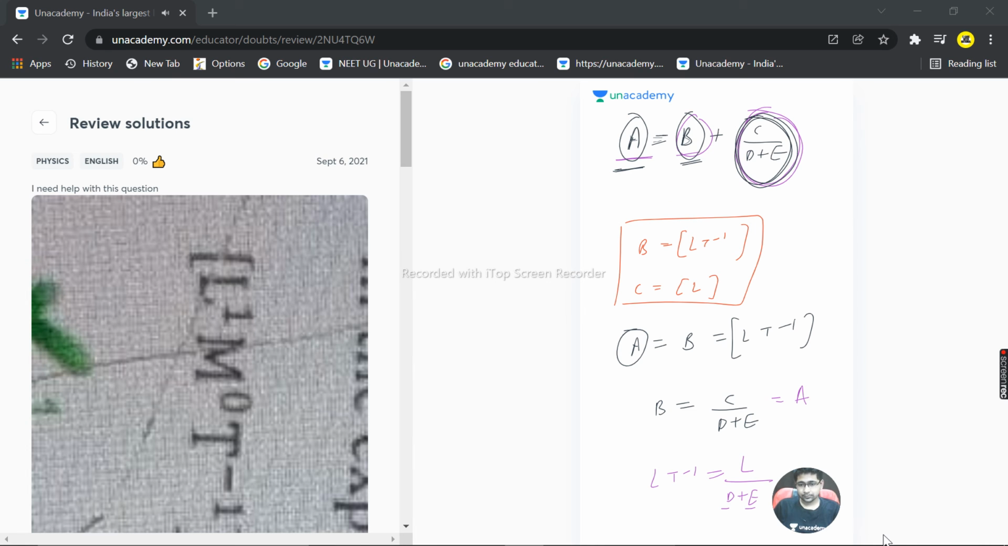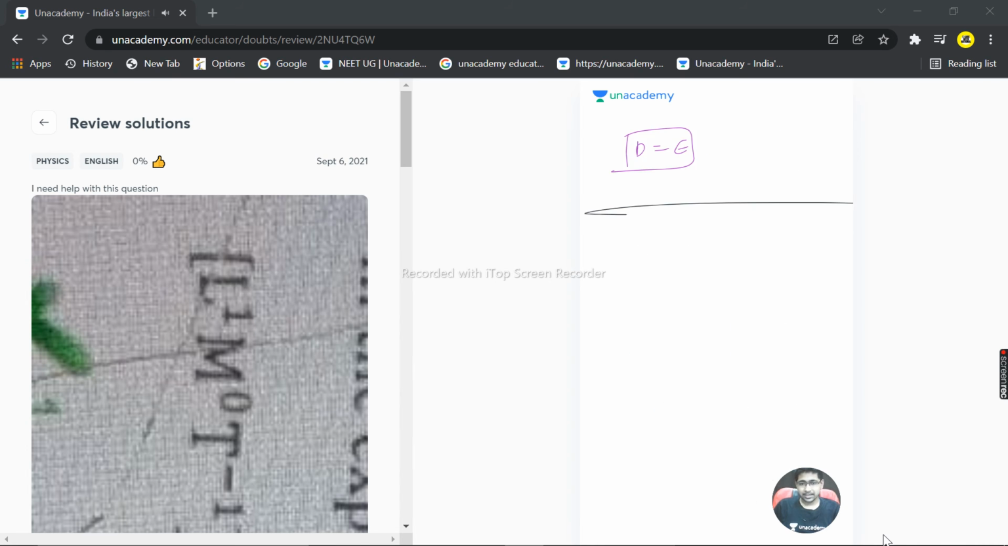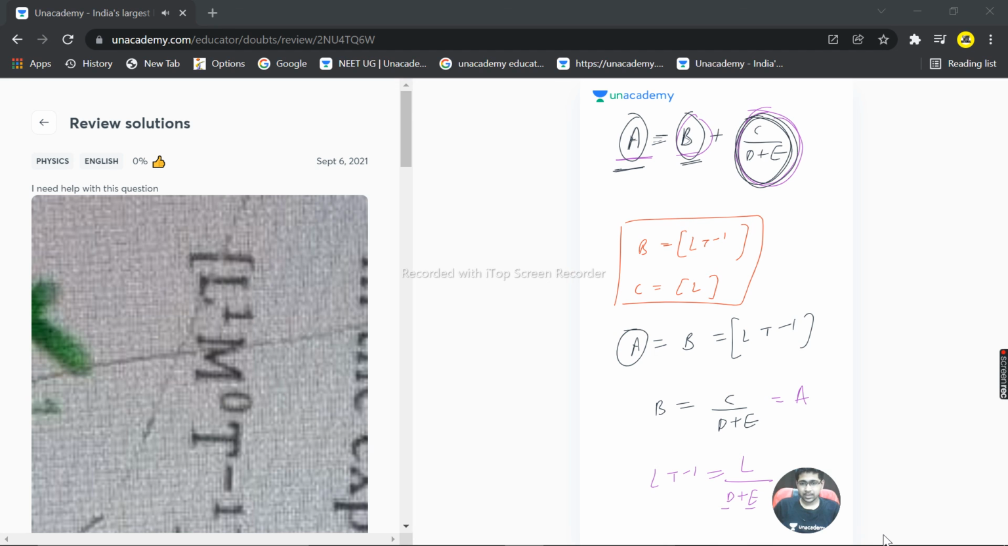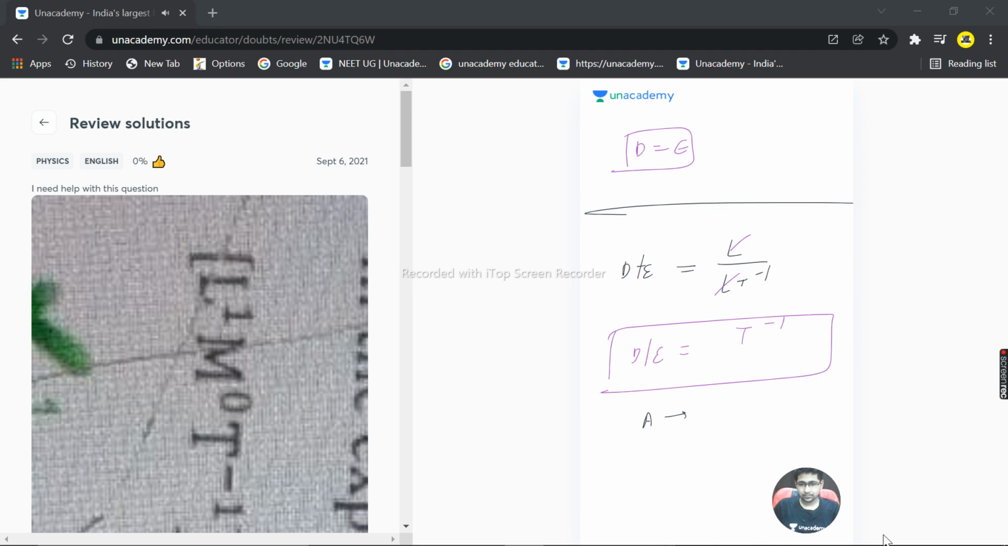Now the very next step: the dimension of D or E is L upon LT minus 1. Either you can write a plus sign, no issue with that. Dimensionally they cannot be added, so D plus E does not become 2D or 2E. So L and L cancel out. The dimension of both of these terms, either D or E, will be T minus 1. So the dimension of A is LT minus 1, and the dimension of D and the dimension of E is T minus 1.